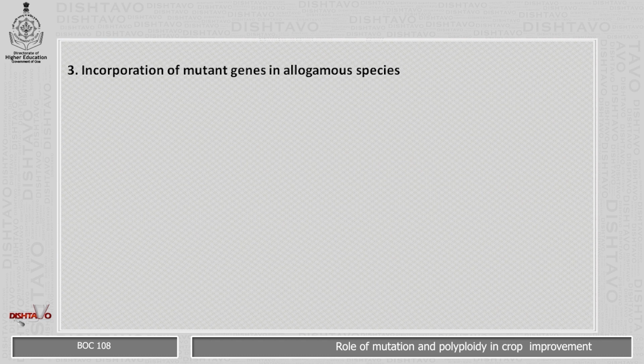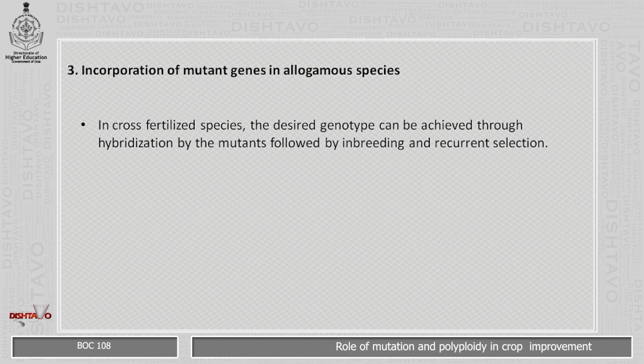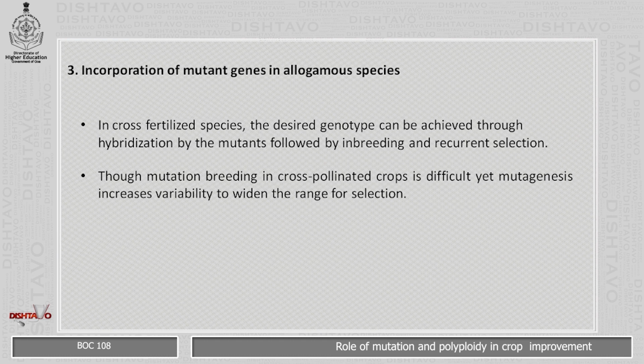Incorporation of mutant genes in allogamous species. In cross-fertilized species, the desired genotype can be achieved through hybridization by mutants followed by inbreeding and recurrent selection. Though mutation breeding in cross-pollinated crops is difficult, mutagenesis increases the variability to widen the range for selection. It can be used in developing male sterile lines.